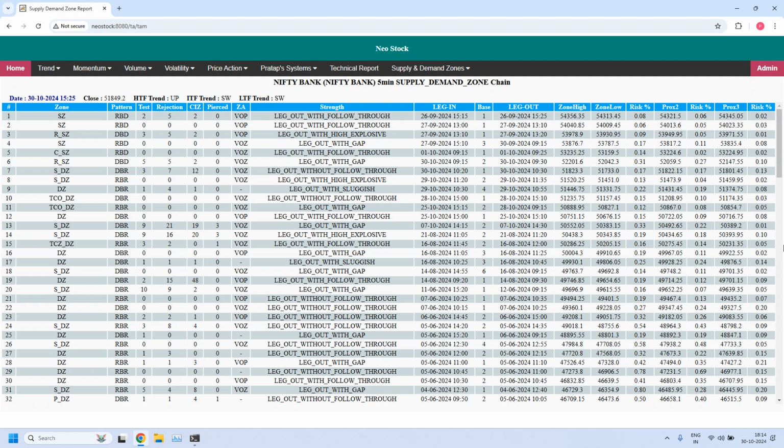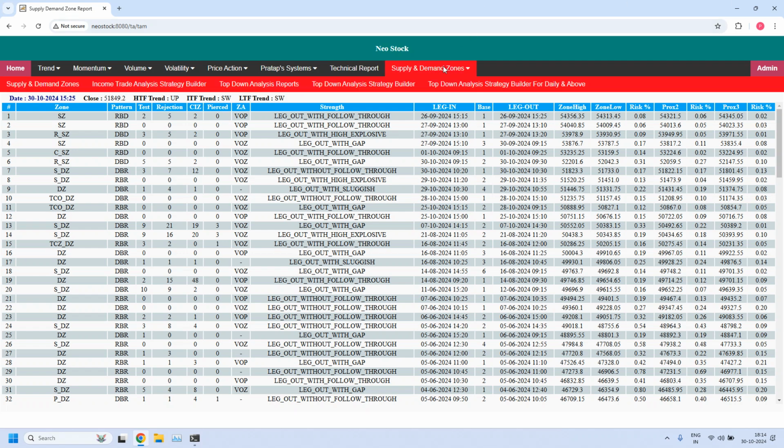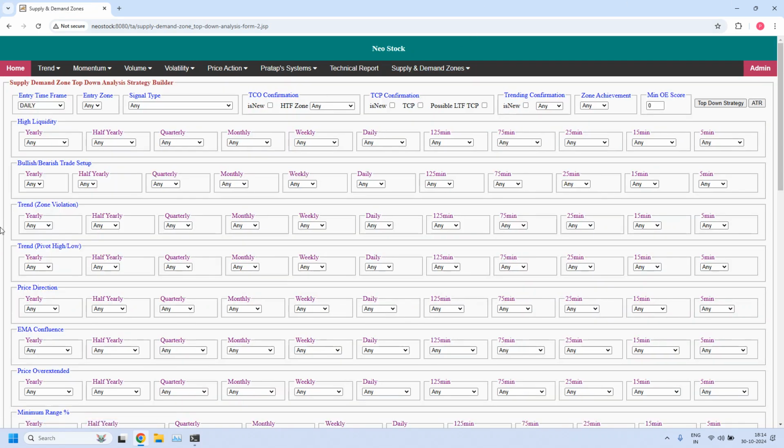So with this we have completed Bank Nifty supply demand zone chain. That means we completed both Nifty and Bank Nifty. Next set of reports are about bullish and bearish trade setups for monthly, weekly, daily and hourly income trades. First let's start with monthly income trade, bullish trade setup, entry time frame daily, entry zone demand zone.